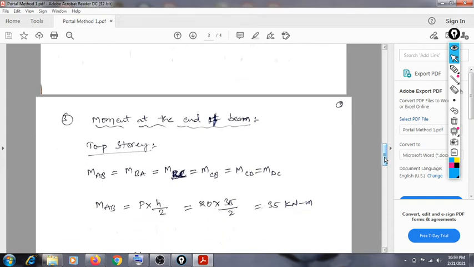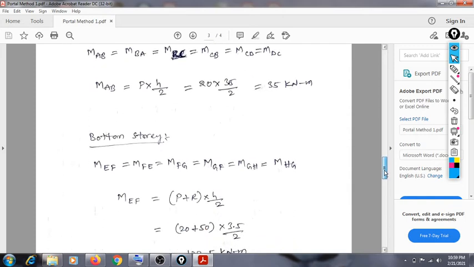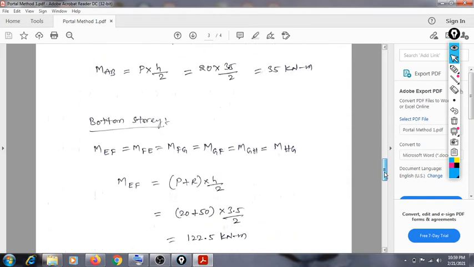So in the top story, M_AB is equal to M_BA, M_BC is equal to M_CB, and M_CD is equal to M_DC. And P into H by 2 will be the regular formula for that also. So substituting the same, we get M_AB and everything. In the same manner, M_EF, M_FE, these also you have to take.